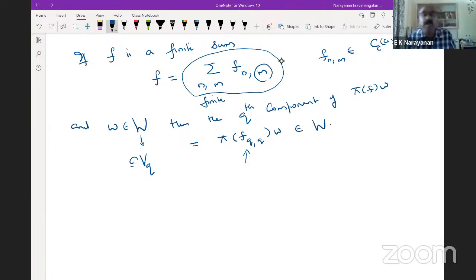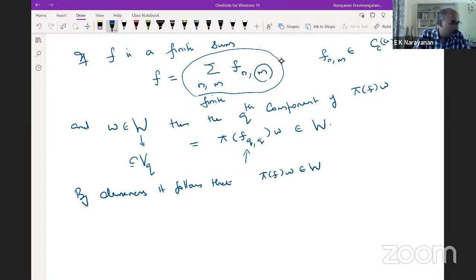Okay, but you see, W is invariant under C_c(G), right? And so since I'm taking finite sums, and I can approximate, because this is dense in C_c(G) with respect to the L1 norm, so by denseness, it follows that pi(f) W will be in W for every f in C_c(G). Okay, because any function f in C_c(G) is a sum of these f_{n,m}'s, right? And for each such finite sum, you are landing inside W, right?